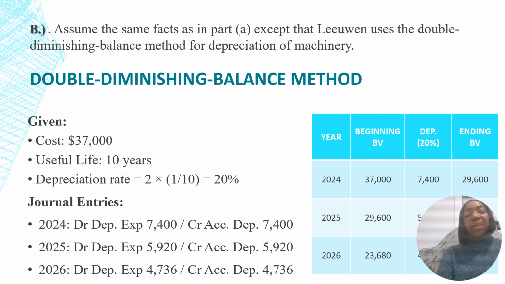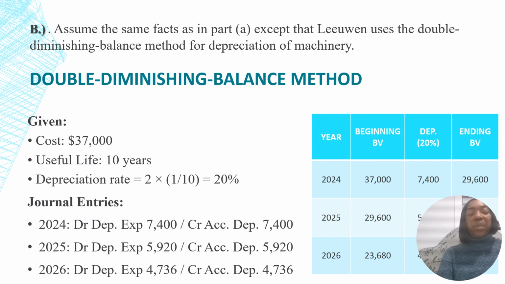In 2025, $29,600 times 20% equals $5,920. In 2026, $23,680 times 20% equals $4,736. Journal entries each year debit depreciation expense and credit accumulated depreciation for these amounts.